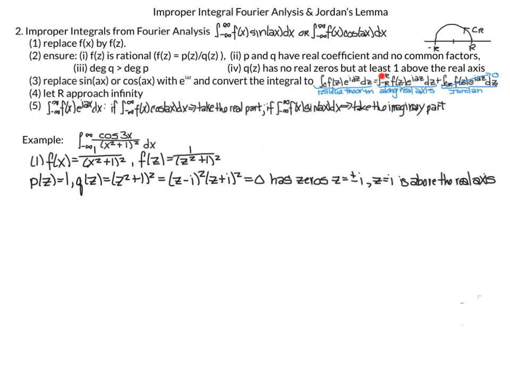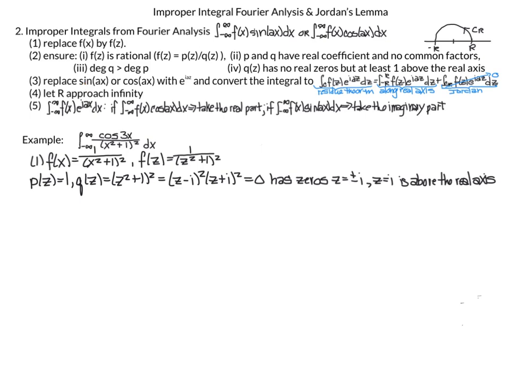I skipped a step by going straight to the zeros, but we should also note that p and q have real coefficients and they have no common factors. We also see the degree of q, which is z to the fourth, is greater than the degree of p of z, which is 0. So our conditions are met.